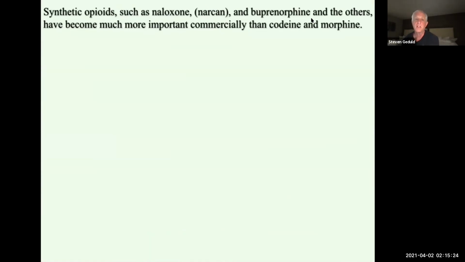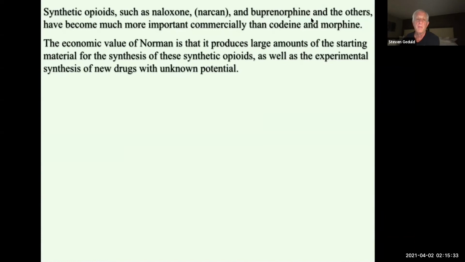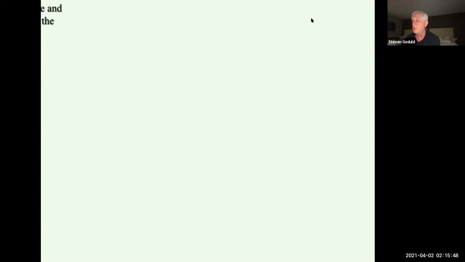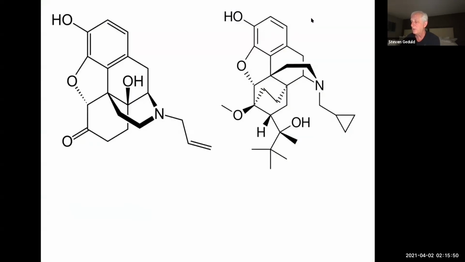Synthetic opiates, such as naloxone, or Narcan, and buprenorphine, and others have become much more important commercially than codeine and morphine. The economic value of Norman is that it produces large amounts of the starting material for the synthesis of these synthetic opioids, as well as experimental synthesis of new drugs with unknown potential. So the thebaine is very valuable to a lot of researchers. This is naloxone, Narcan, and this is buprenorphine.